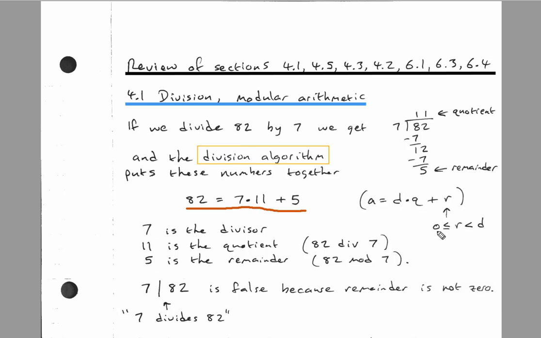And that remainder, the key thing about it, it's a number between 0 and D, so it has to be strictly less than the number you're dividing by. And 5 is less than 7.